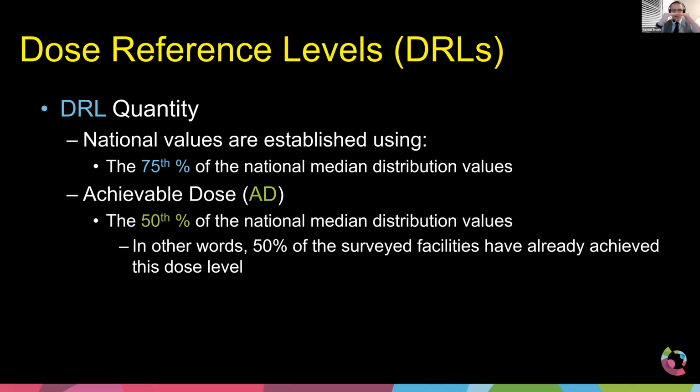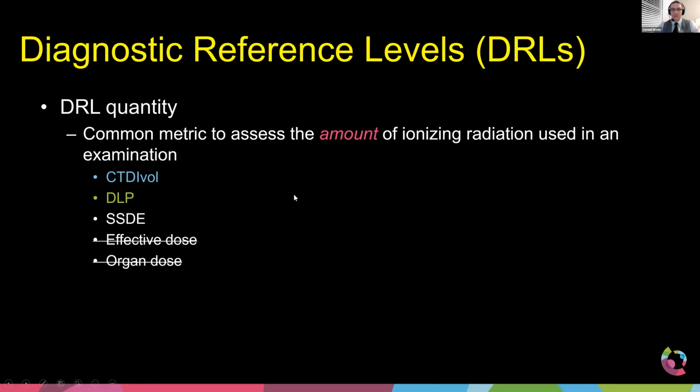If everyone is imaging at or below, not everyone, but if the majority of people are imaging at or below the 75th percentile, 75% of all the hospitals, that's a good thing. But there are still 50% of the hospitals that are imaging at this value, the median. And so the goal would be that if you are at the 75th percentile, maybe you can lower yourself down to the 50th percentile. And that's why we call it the achievable value. And I'm going to give another example of that today.